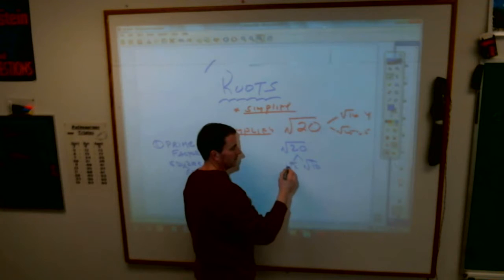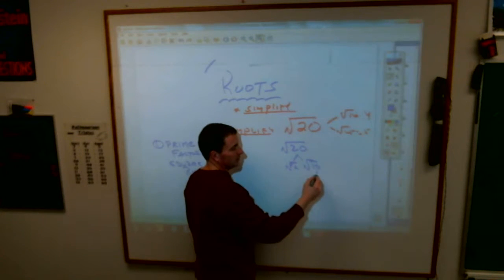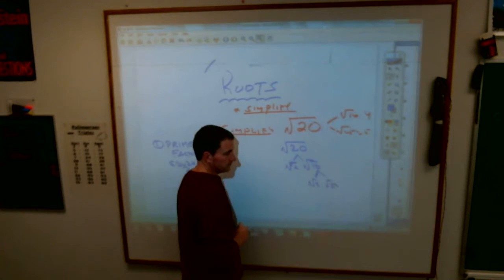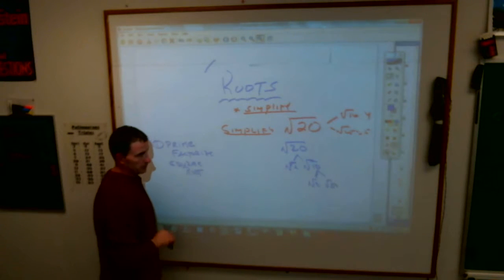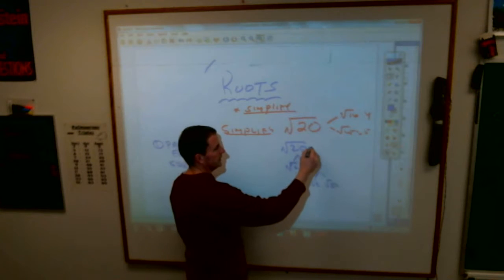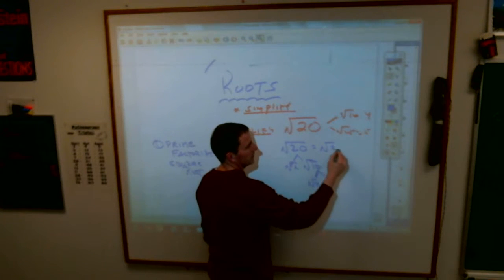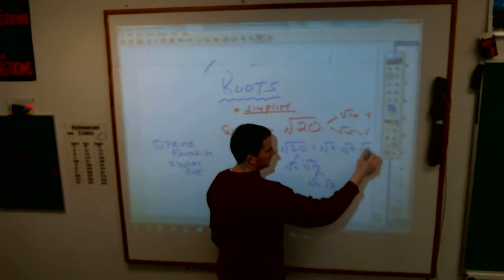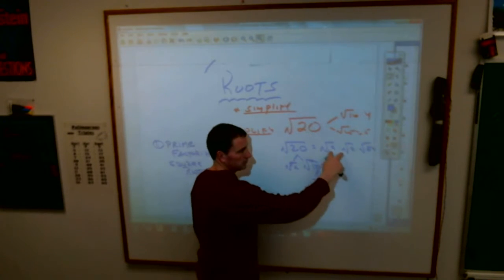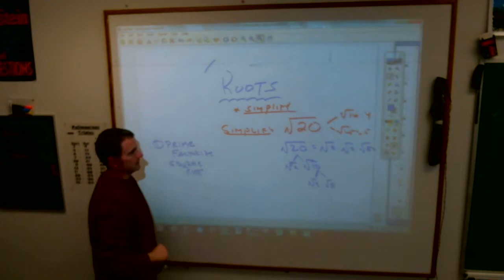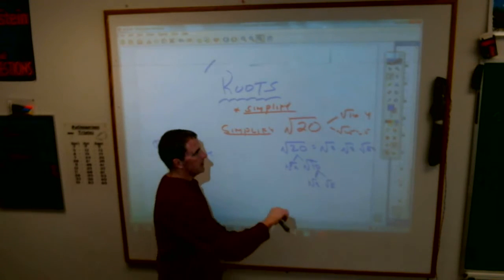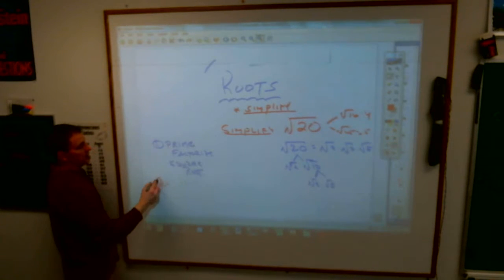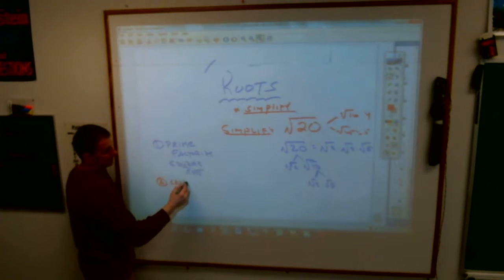Now, 2 is a prime number, so I can stop with that, but 10 can be broken down into the square root of 2 times the square root of 5. So if I break down the square root of 20, it ends up being the square root of 2 times the square root of 2 times the square root of 5. Those are all prime numbers. 2 times 2 is 4 times 5 is 20. That's step number 1.